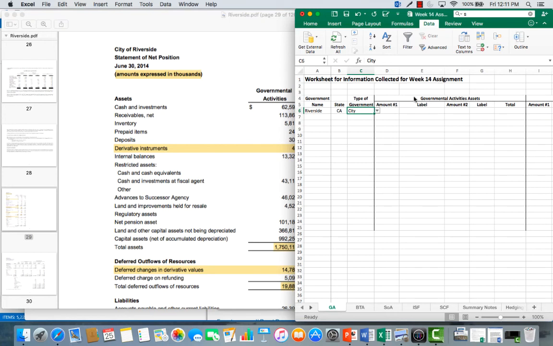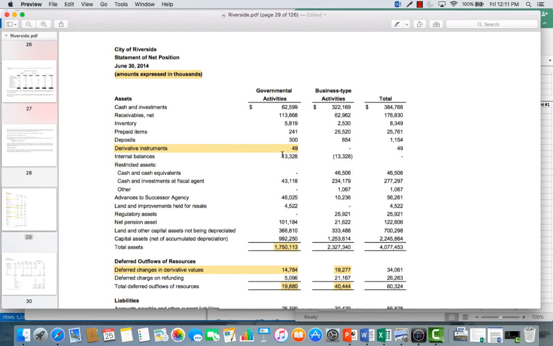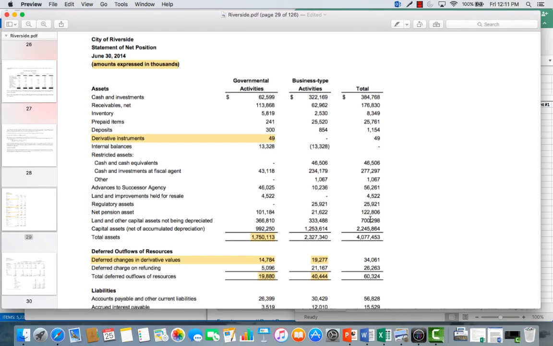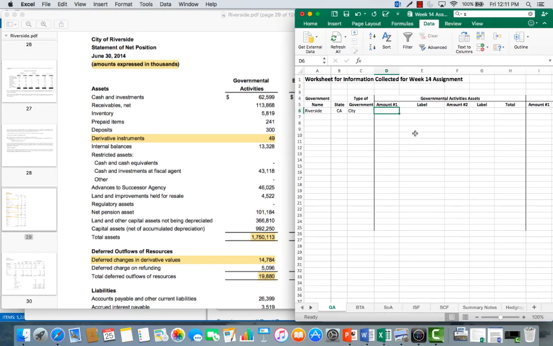And then the first thing is asking whether there are any derivative instrument amounts listed among the assets of the governmental activities. And in fact, we have seen there's one right here, derivative instruments of $49,000. So that's what we're going to enter right there. And then I've asked you to enter what the label is for that amount on the face of the financial statements. On rare occasion, and this is not going to happen very often, there may be more than one derivative item mentioned among the assets, and if there is, I want you to put that second item in there as well.